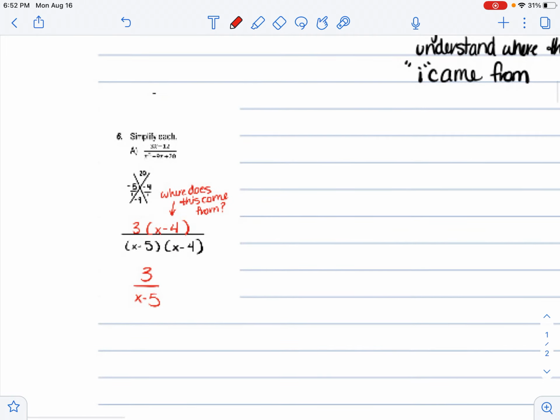And last one here, simplify this. Where does this come from? Factoring this. What's the first thing you're always supposed to ask yourself when factoring? Is there a GCF? Is there a greatest common factor? There's a 3 in common, and you factor it out, and it's x minus 4.